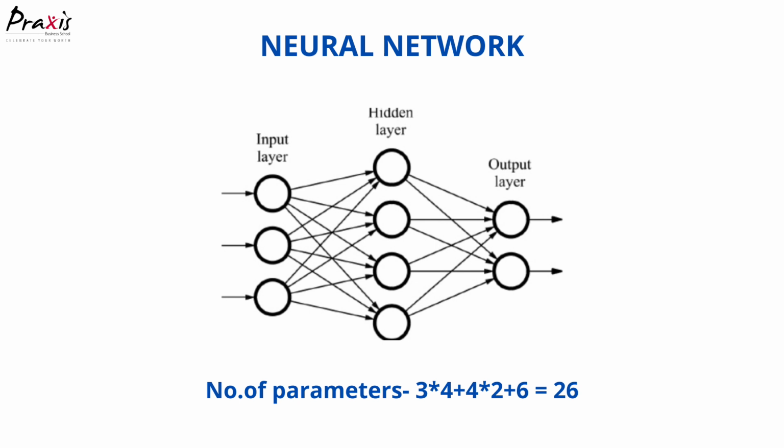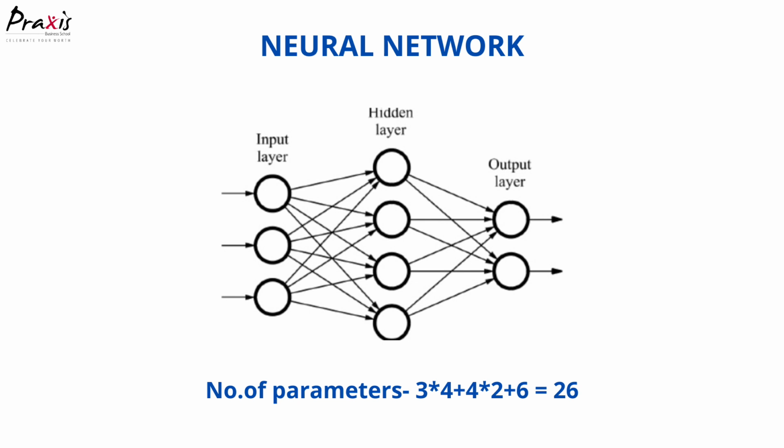Artificial neural networks are composed of node layers containing an input layer, one or more hidden layers, and an output layer. Each node or artificial neuron connects to another and has an associated weight and threshold. If the output of any individual node is above the specified threshold value, that node is activated, sending the data to the next layer of the network.